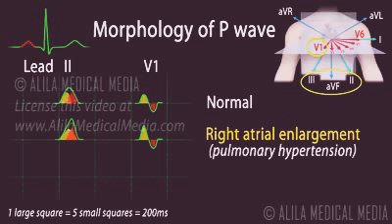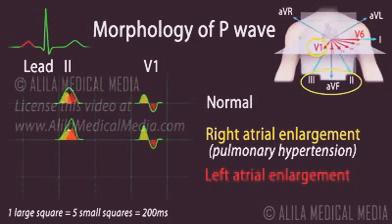In left atrial enlargement, depolarization of the left atrium lasts longer than normal. This results in a wider P wave of more than 3 small squares. The waveform may also be notched. In V1 the negative portion of the P wave is deeper and wider. Left atrial enlargement is commonly due to mitral stenosis.